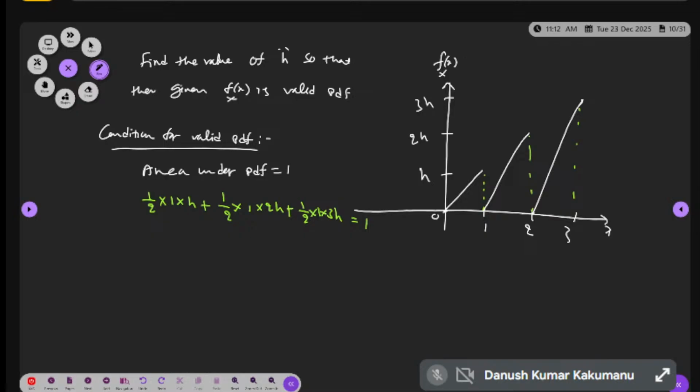You take h common, h overall common: 1 by 2 plus 1 plus 3 by 2 is equal to 1. From this the result is what? 3h is equal to 1. h is equal to 1 by 3 is the answer. h is equal to 1 by 3. This question is on the PDF.